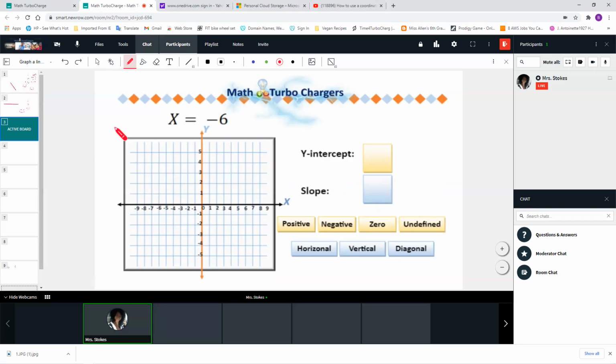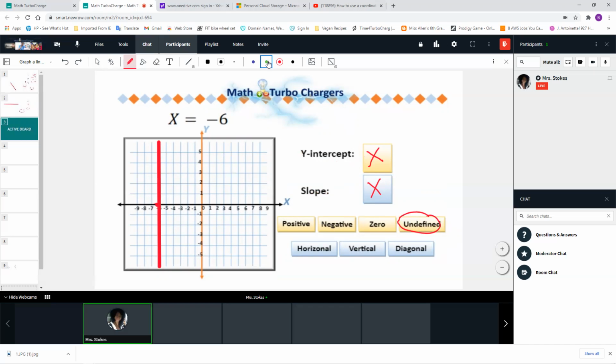Now I have x equals -6. Here I don't have a y-intercept, and I also don't have a slope. But I do have -6, and since they want me to graph this, I am going to go to my x-axis, and I'm going to put a point on -6 and draw a line through it. You can already tell that there's something wrong here because we have no y-intercept and no slope. So this line is considered to be undefined.